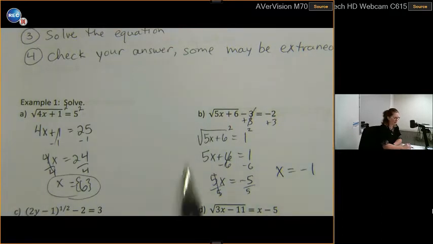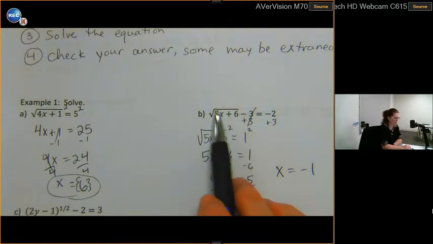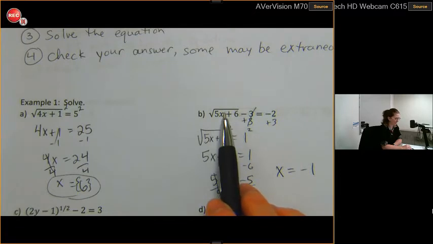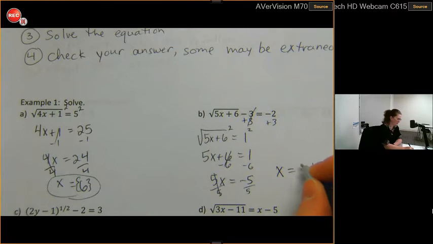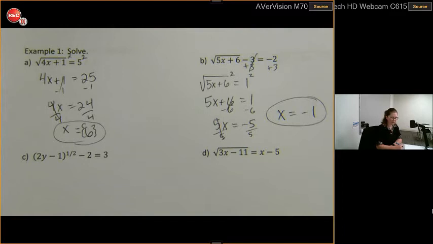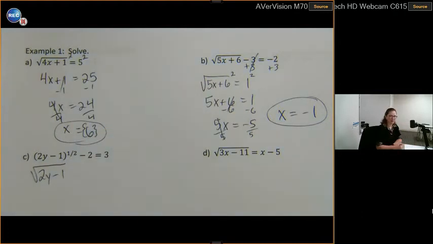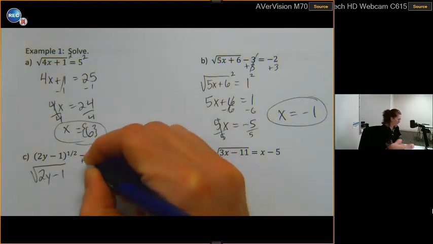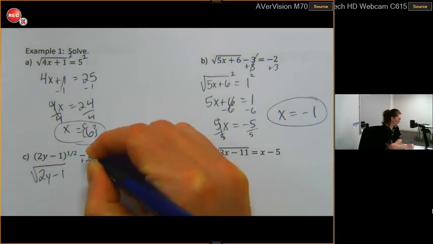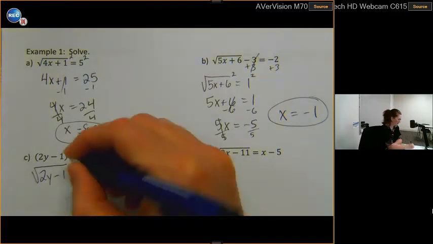If I check that, I have negative 5 plus 6, that's positive 1. Square root of 1 is 1. 1 minus 3 is negative 2. So this is our answer. Part C, instead of having a radical written, we have a rational exponent, but hopefully we remember that the 1/2 exponent means the same thing as the square root. Also, I'm going to move that 2 to the other side and then solve it like the other problems.